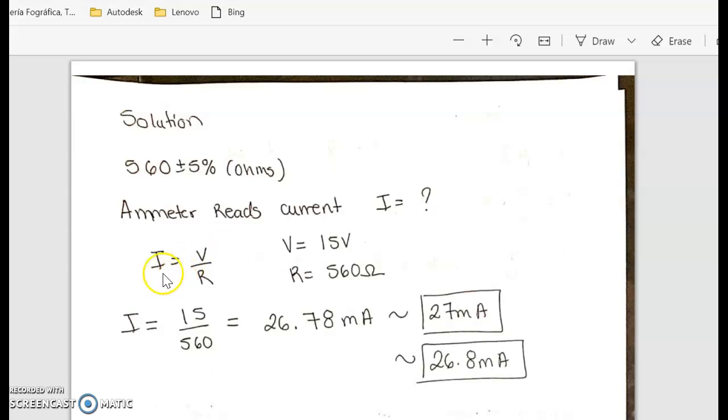So we write Ohm's law, where we say current is equal to voltage over resistance. We have the voltage, we have the resistance, so we just plug in and we get our value. We can do a rough estimate by saying 27 milliamps, or we can be more specific and write 26.8 milliamps. For the tests and the quizzes, we are going to be more specific, and we are not going to be rounding up to the next integer. We are going to say 26.8 milliamps unless it is otherwise stated.